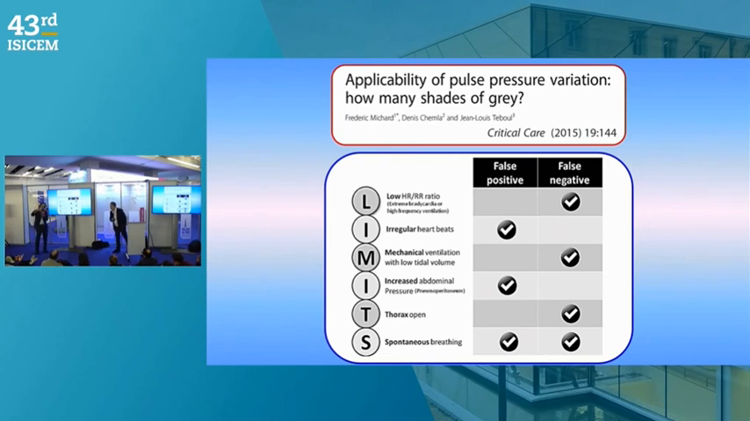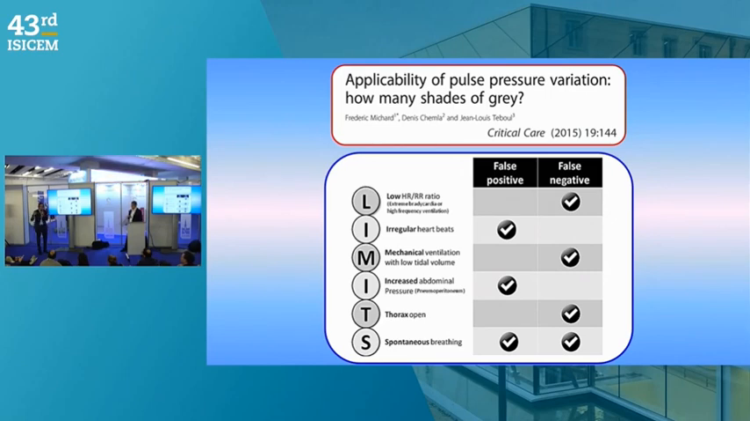In this study, we found a cutoff of 12-13% for PPV. Above 12%, the patient increases cardiac output by more than 15%. And less than 12% was considered as fluid unresponsive.